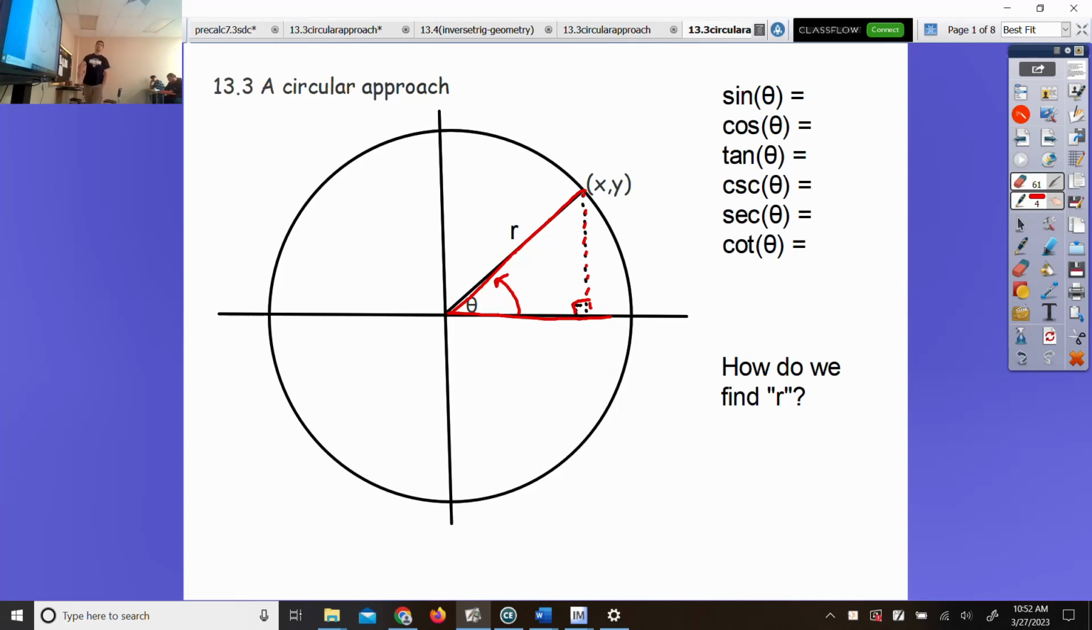To get to this point (x, y), how many units did you move right? There's no numbers. You moved x units right. This is abstract thought, no numbers. How many units did you go up? y. x is left and right, y is up and down. Now, you can cycle through SOHCAHTOA and use this triangle for a circular approach.